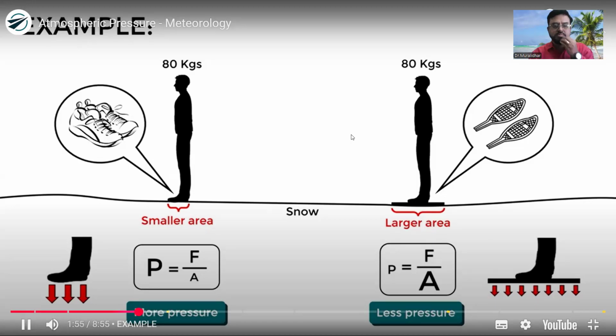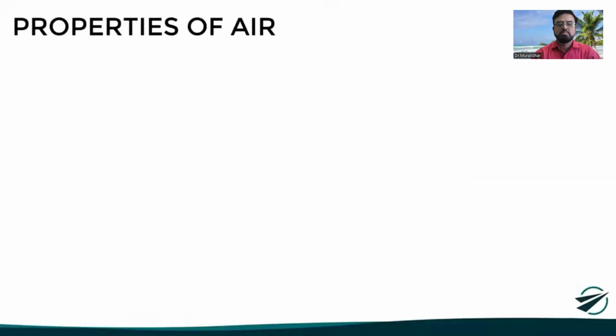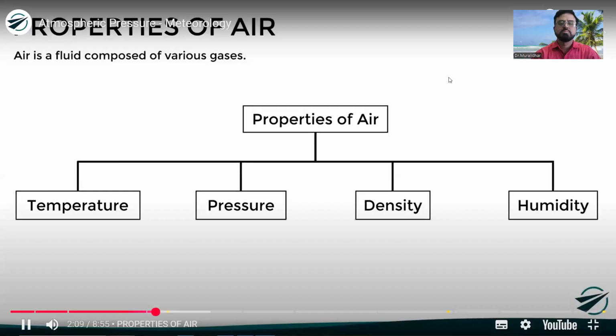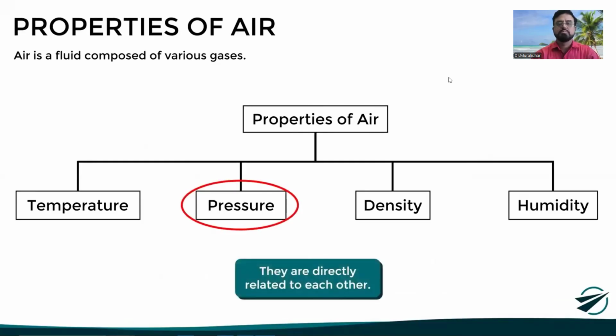Now that we have seen the general concept of pressure, let's move on to atmospheric pressure. But first, let's remember the main properties of air. As we said in a previous video, air is a fluid composed of various gases, and its main properties are temperature, pressure, density, and humidity. And although in this video we will focus on the pressure, we have to say that all these variables are directly related to each other.